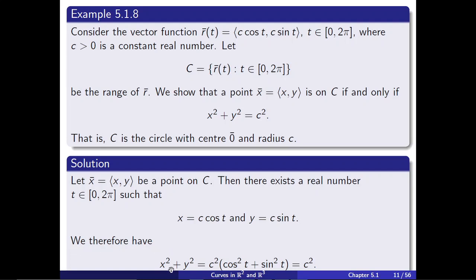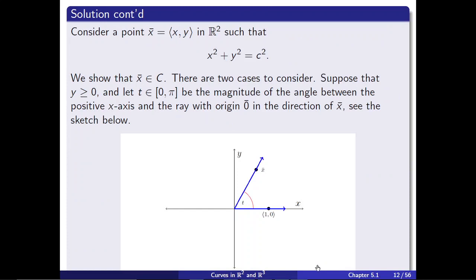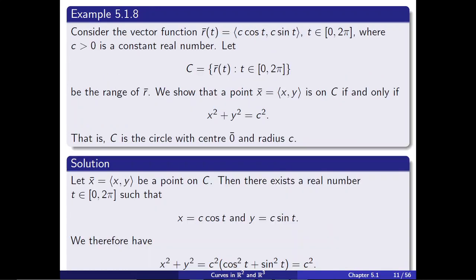We therefore have that x squared plus y squared is just equal to... so if we then substitute those, we see that cos squared t plus sin squared t is just equal to 1. So therefore this is equal to that, right? So what we want to show now is, we have shown the first part, that if x is on C, then it satisfies this equation.